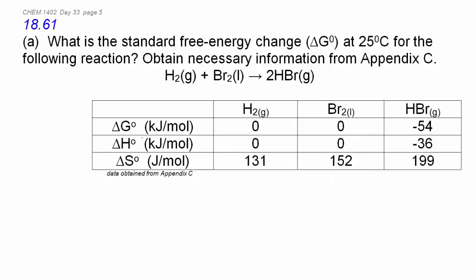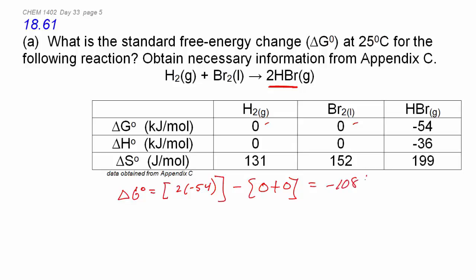What is the standard free energy change for the following reaction? Okay, we've done this before, just products minus reactants. Hydrogen bromide, 2 of them, 2 times a negative 54, minus the reactants, hydrogen and bromine, but they're both 0. So a negative 108 kilojoules per mole.